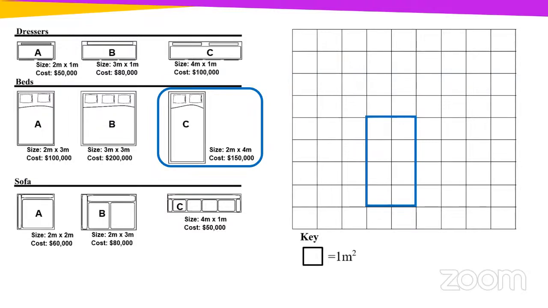Okay, can we ask Jodian to respond to the question? Jodian, I'm unmuting you. Yes, miss. Actually, you can repeat the question. Jodian, I want you to look at the dimensions. We're looking at bed C now, and the size of bed C is 2 by 4. Is it the correct representation that I have on the grid?